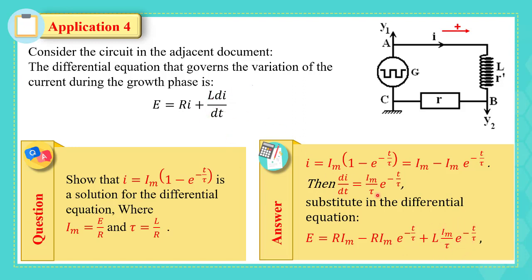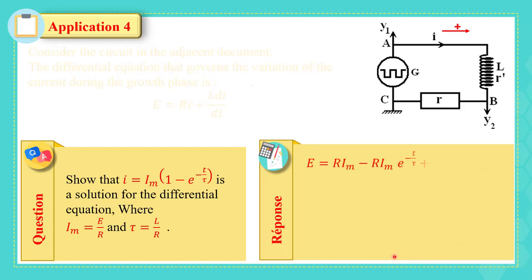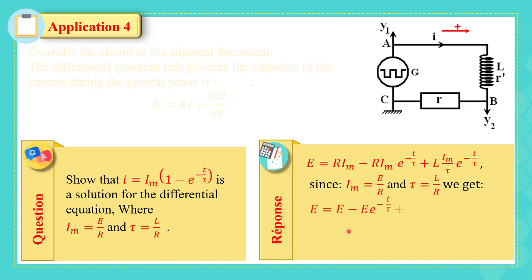So, since I maximum equal E over R and tau equal L over R, we will get E equal E minus E exponential minus t over tau plus E into exponential minus t over tau. So we will have E equal to E, which is true. So I equal I maximum into 1 minus exponential minus t over tau is a solution for this differential equation.